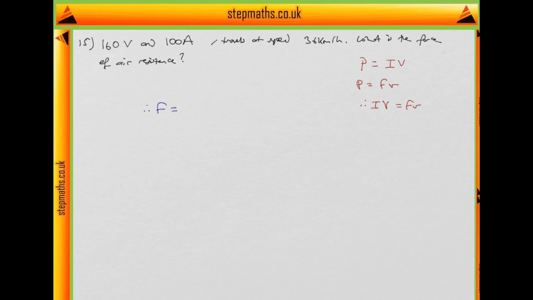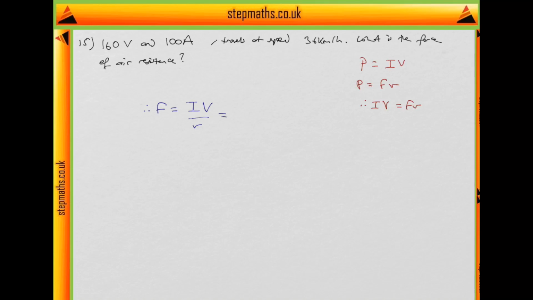And clearly if the car is travelling at a constant speed, we know from Newton's law that there's no net force acting on the object. So if the engine is producing a force of F, then the resistive forces, in this case air resistance, must also produce a force of F in the opposite direction. So we can find F, we found the force of air resistance. So F is our current times our voltage over our velocity.